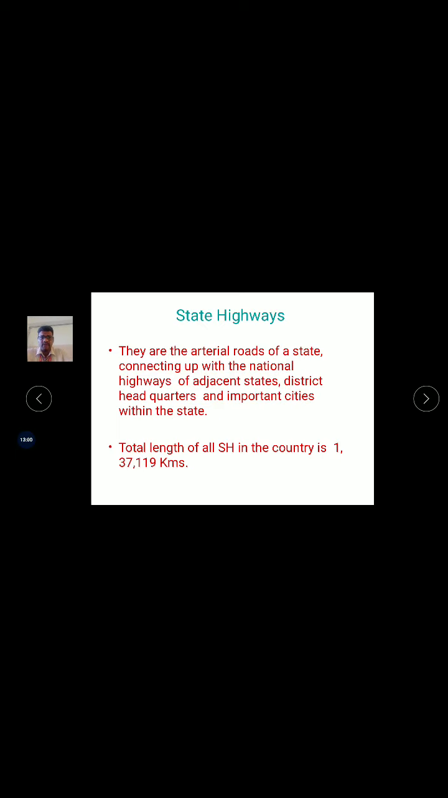The next one is state highways. State highways connect the national highways and the other district roads. The total length of the SH is overall about 1 lakh kilometers. So these state highways are interconnected with the district roads and the headquarters. So these all come under state highways.